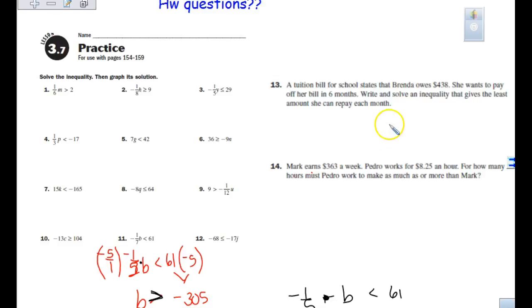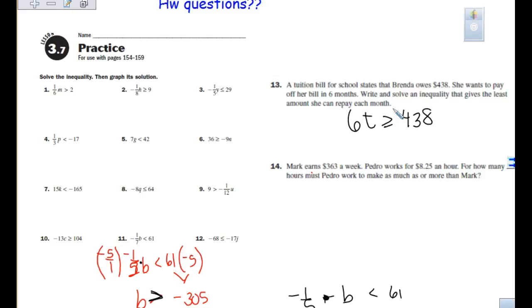Go ahead, Jeff. 6B is greater than or equal to 438. Greater or equal to 438. So it states she owes this. She wants to pay it off. An inequality that gives the least amount she could pay. So if she wants to pay that off, do you guys agree with him thinking greater or equal? Or could we have a different inequality here if we are looking at this one?